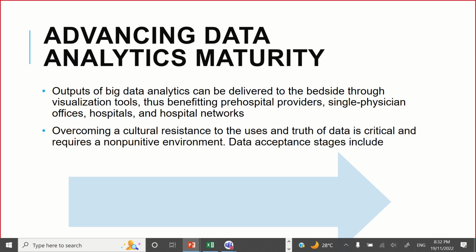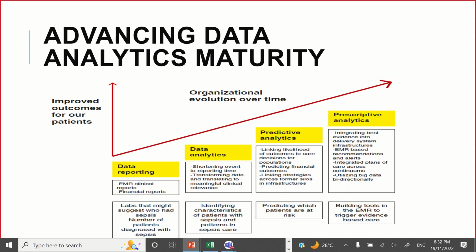But they say there is always a cultural resistance to the data and the use of the data as a sort of truth, especially when you are talking about the very early levels of maturity.